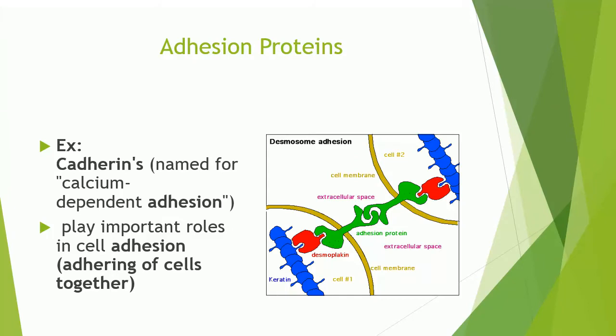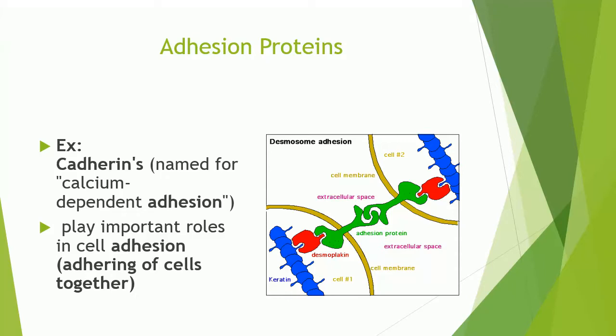Okay, so you have different types of proteins, but you can sometimes have adhesion proteins. And an example is called a cadherin, and it's named for calcium-dependent adhesion. And so these play an important role in cell adhesion. And well, what does any of that mean?